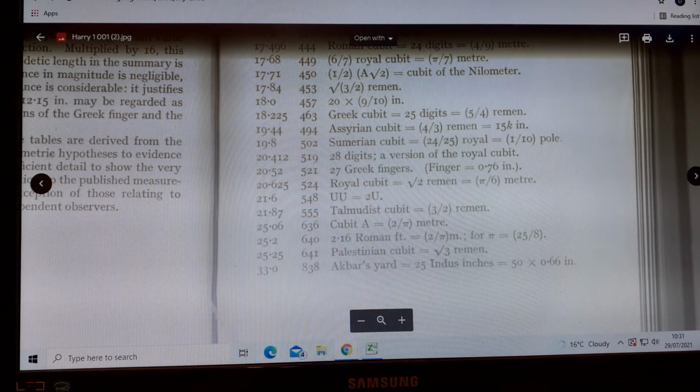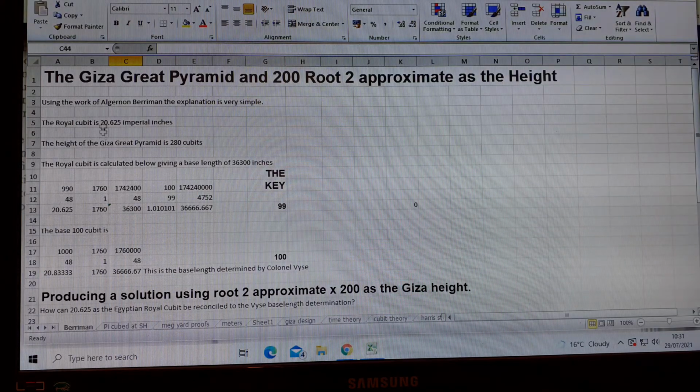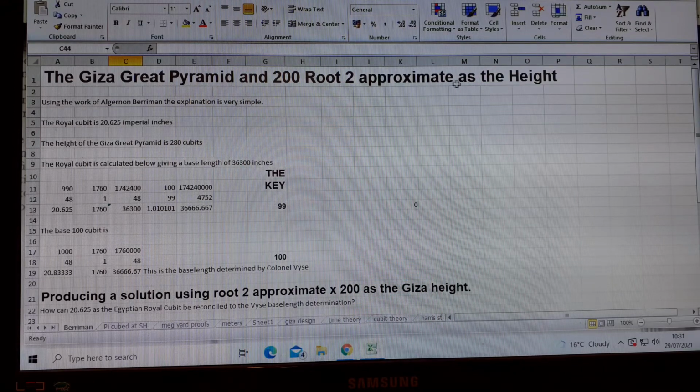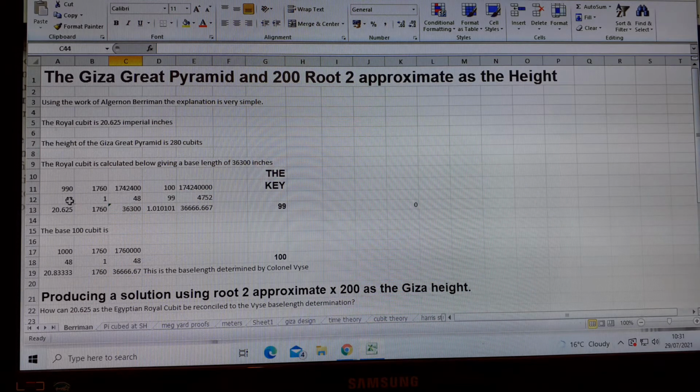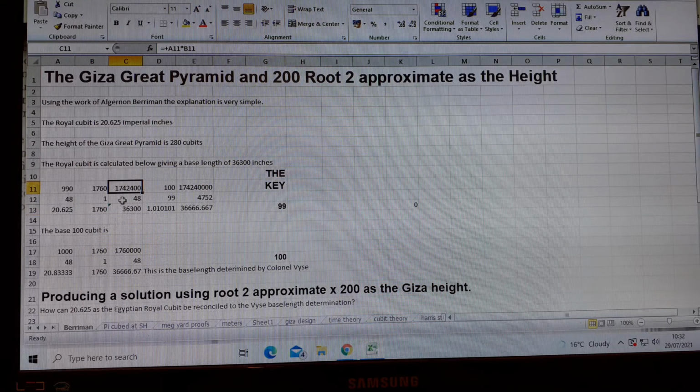So what are we going to do? We're going to look at how we can get 200 root 2 approximate as the height of the Giza Great Pyramid. First of all, we work out the base length using the royal cubit of 20.625 inches, and it gives 36300. We've got the base 99 royal cubit as 990 divided by 48, which is 20.625, multiplied by 1760 over 1. And we get 1742400 divided by 48, which nets out to 363.